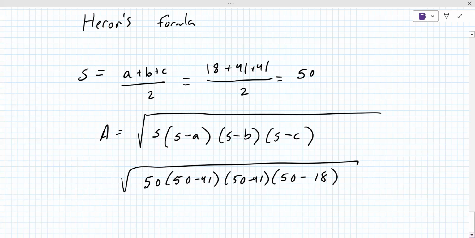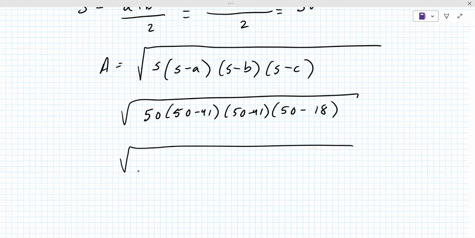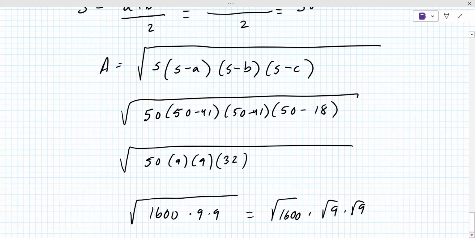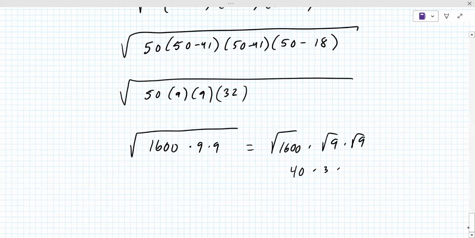All right. I just put this into my calculator. Yeah, I was going to show you that you can do this by hand because a couple of these are nice. 32 times 50 is 1600. So I know you want to do it with the calculator. This is the square root of 1600 times the square root of 9 times the square root of 9. 40 times 3 times 3. If you're going to do it in your calculator, do it twice. Make sure that you are for sure. Okay, got it.